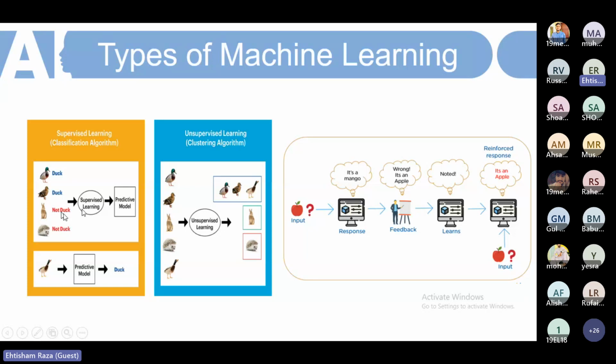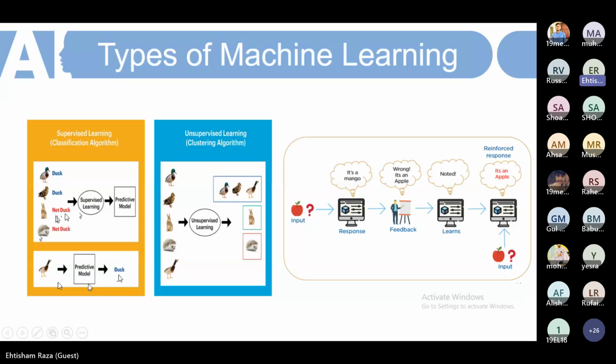Okay, I train my model. My predictive model is ready. Now let's make a prediction. At the time of prediction, when I pass an image of a duck, my machine learning model will tell me it is a duck.